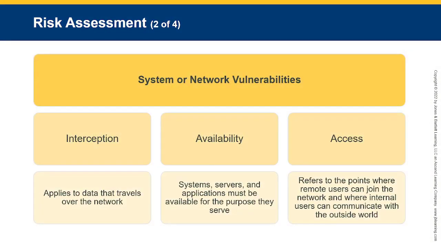Under system and network vulnerability, you have interception, which applies to data that travels over the network. Availability: systems, servers, and applications must be available for the purpose they serve. And access, which refers to the points where remote users can join the network, and where internal users can communicate with the outside world.